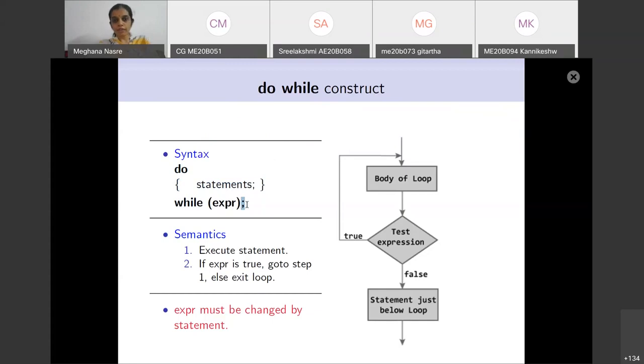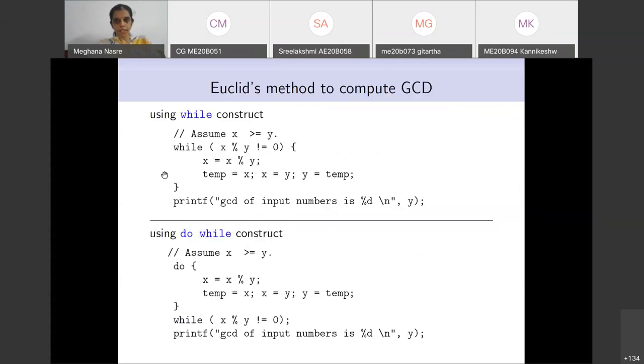In the while loop also you could have said while expression semicolon, but that means that there is an empty while loop. In fact, this semicolon is something which is required and says that this is the do while loop that you are executing. So is that clear, Gitartha? Yes, ma'am. Okay.